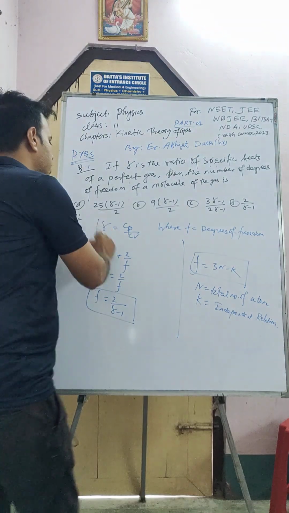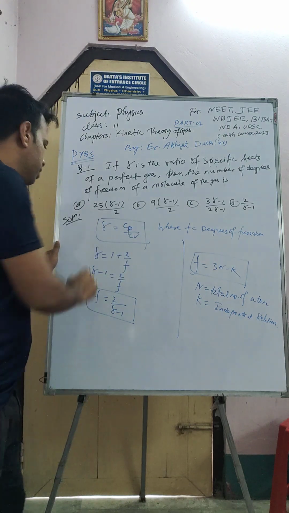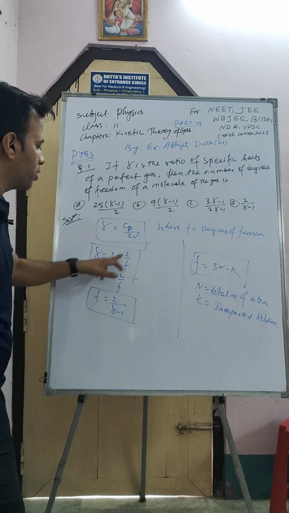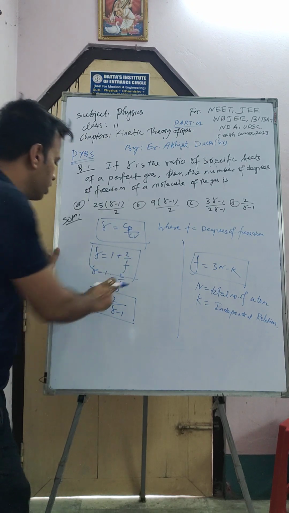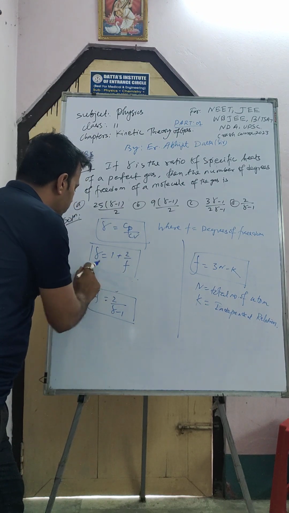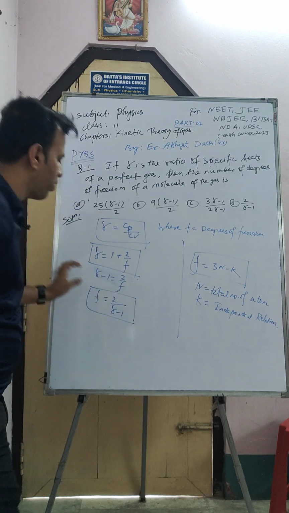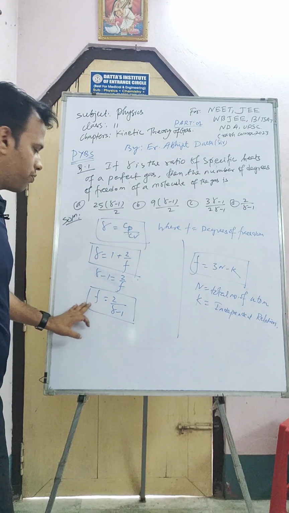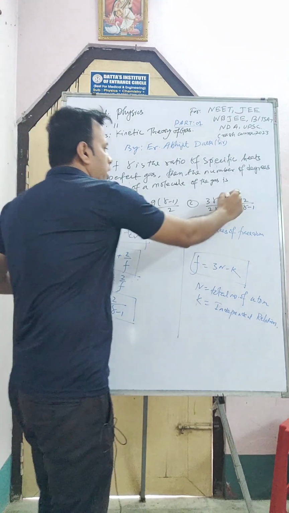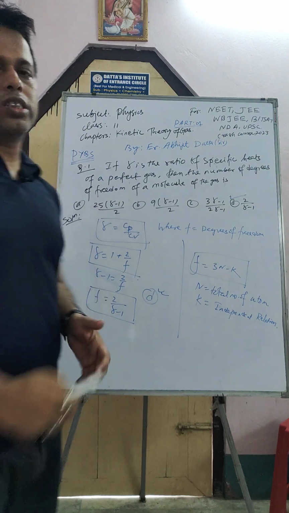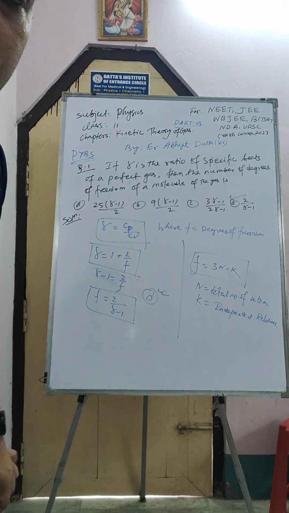So we know that gamma equal to Cp by Cv, and there is one formula which is gamma equal to 1 plus 2 by f. So from that we find out f is what? F is 2 by gamma minus 1. So which option is correct? Option D is the correct answer here. So this is so simple. Okay, so move on to the next question.